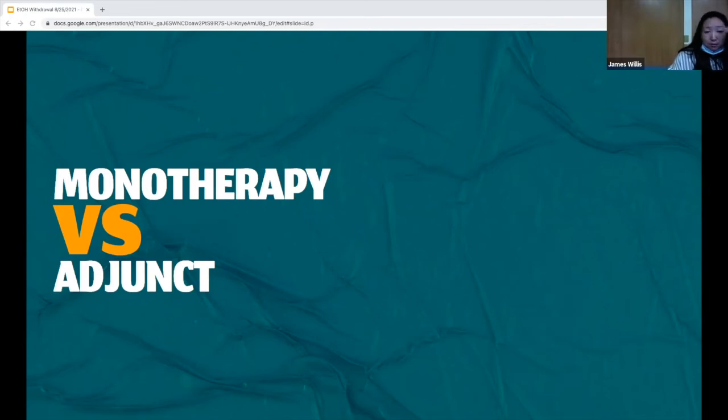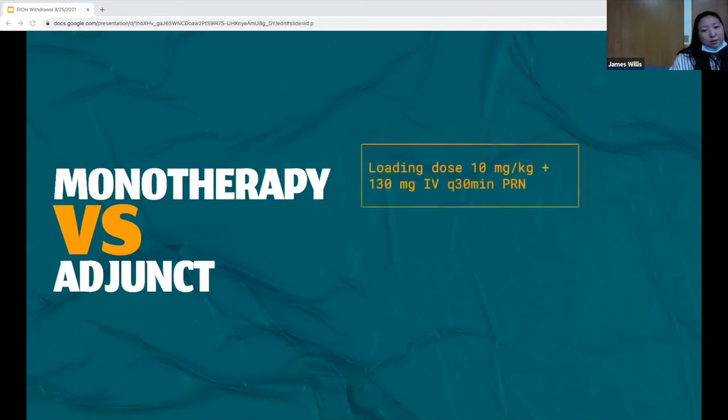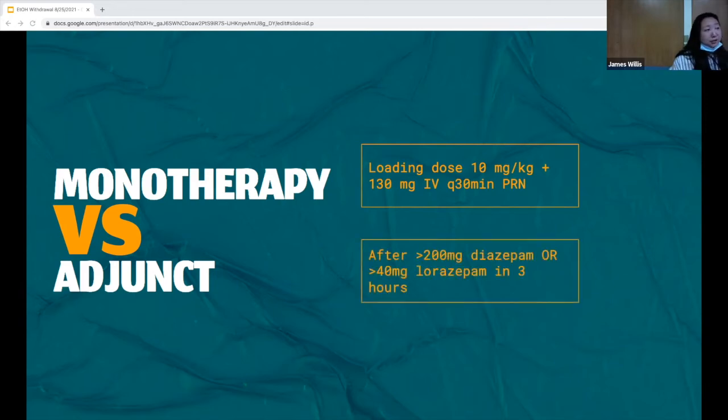If you use it as a monotherapy, you want to load them with 10 milligrams per kilogram, and then you can start giving 130 milligram boluses every 30 minutes as needed to control their symptoms. But you might also want to consider transitioning patients to Phenobarb if you started them on benzos and they still aren't controlled after, in the literature, they state over 200 milligrams of diazepam or 40 milligrams of lorazepam within 3 hours. And in these patients, you don't load them.